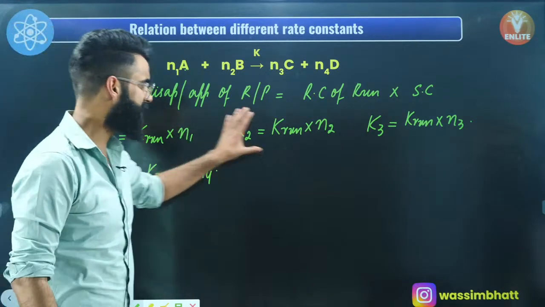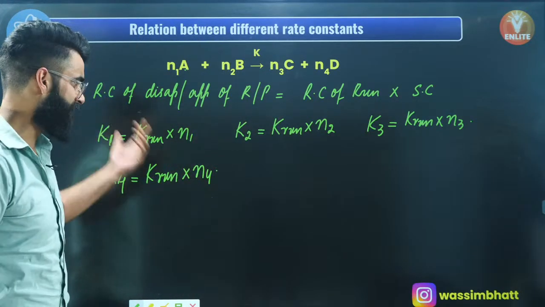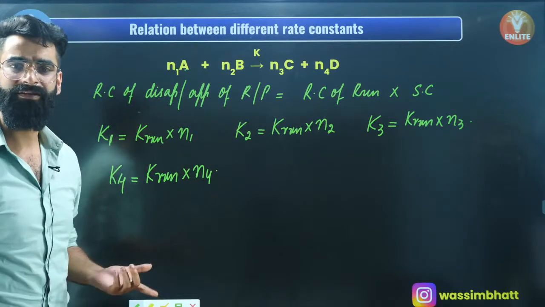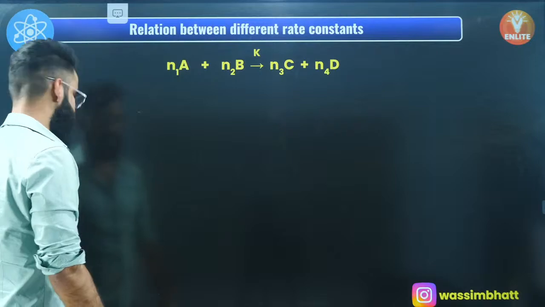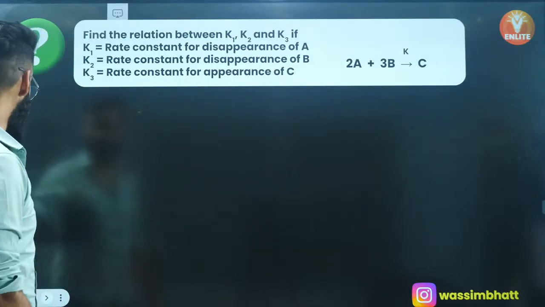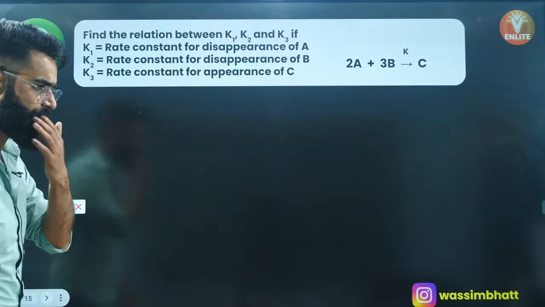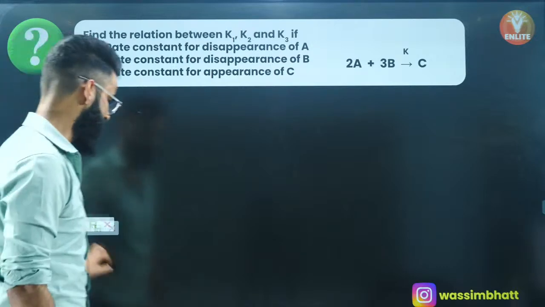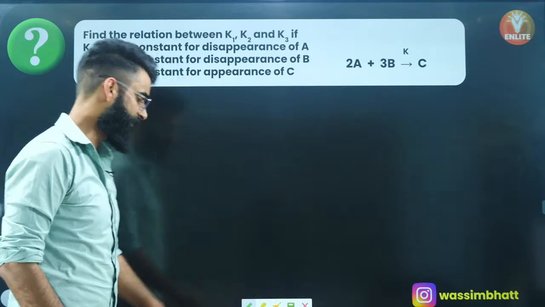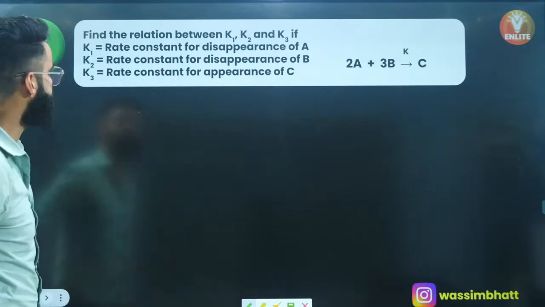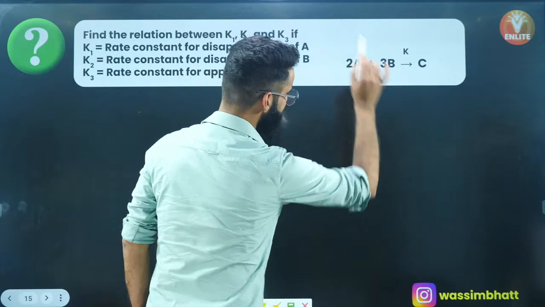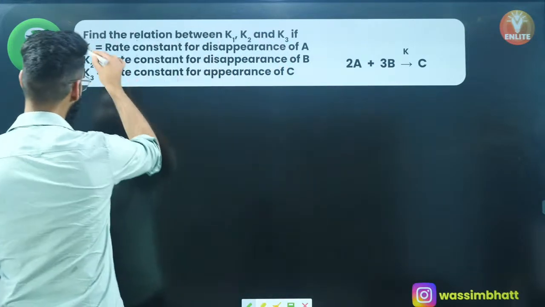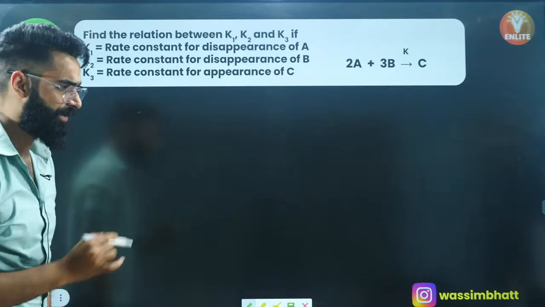Do remember this relation between the different rate constants in a particular reaction. Now, where do I use this? For example, you have got a question like this. This is one question which I'm starting with, and I'm going to use the concept in this particular question. Have a look at exactly what I'm going to do. First thing, the reaction is given to me as 2A plus 3B gives C. I need to get the relation between K1, K2 and K3.